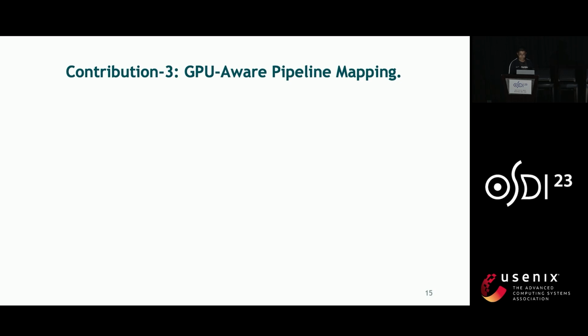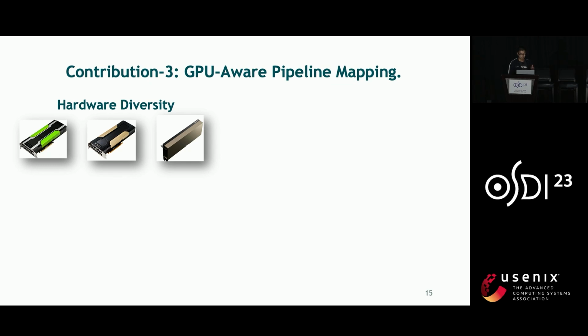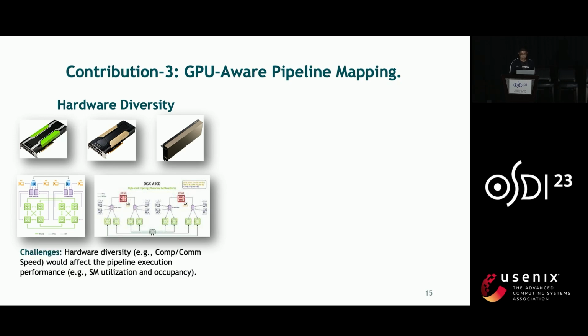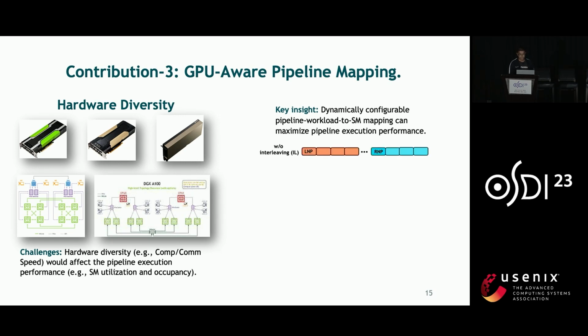Our third contribution is the GPU-aware pipeline mapping, which tackles the hardware diversity in the multi-GPU platform. This includes the GPU device diversity and also the GPU connection diversity. The key challenge we address here is that hardware diversity, like the compute and the communication speed, would affect the pipeline execution performance, like the stream processor utilization and occupancy. And our insight is that a dynamically configurable pipeline workload to stream processor mapping can maximize the pipeline execution performance. Our solution is to mix the originally separated local and remote workload and interleave them.